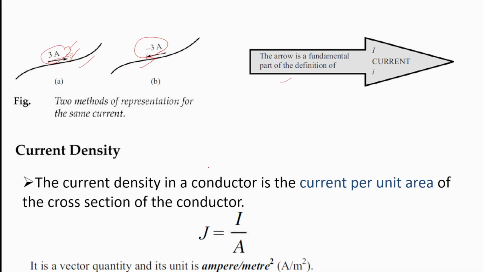So coming to the current density in any particular conductor, the current per unit area of the cross section is the current density, and you can write the representation as J equal to I by A, and the unit is ampere per meter square. So it is a vector quantity, in which you will have the direction.